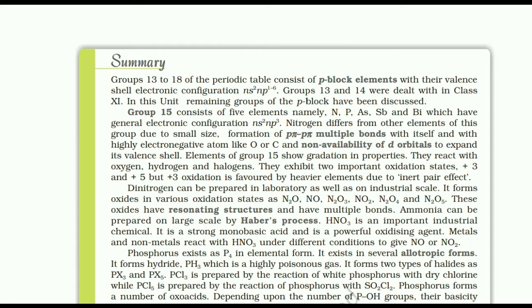Nitrogen differs from other elements of this group due to its small size, formation of p pi-p pi multiple bonds with itself and with highly electronegative atoms like oxygen or carbon, and non-availability of d orbitals to expand its valence shell. Elements of group 15 show gradation in properties. They react with oxygen, hydrogen and halogens. They exhibit two important oxidation states, +3 and +5. But the +3 oxidation state is favored by heavier elements due to the inert pair effect.